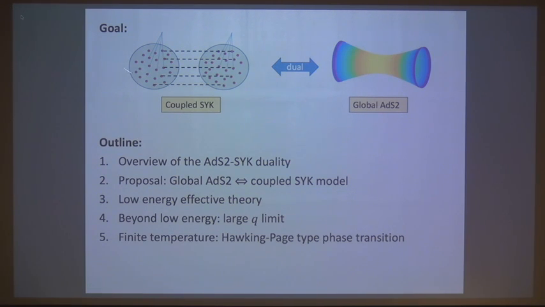with interaction. And so the outline of the talk is we will start from some overview of AdS2 and the SYK and the known duality between them with other boundary conditions. And then we will talk about our proposal and then analyze the theory from the low energy limit and also from some other limit that we could understand, which is the large Q limit. The purpose of that is to go beyond the low energy limit. So in the end, that will give us some interesting insight about something like a Hawking-Page transition in this system.